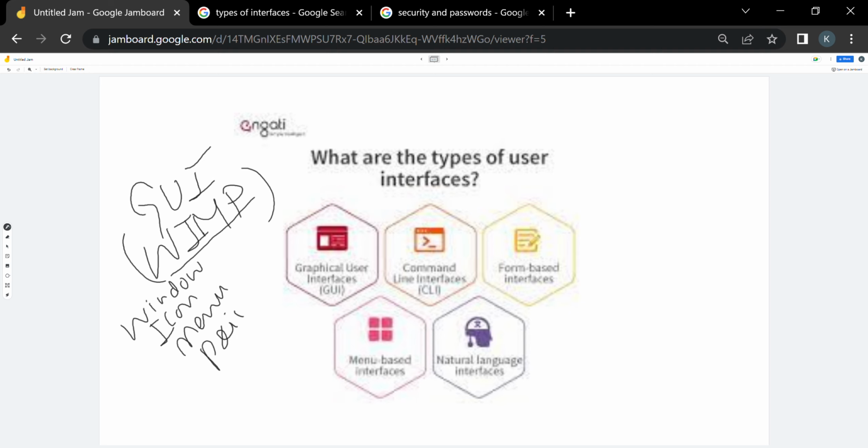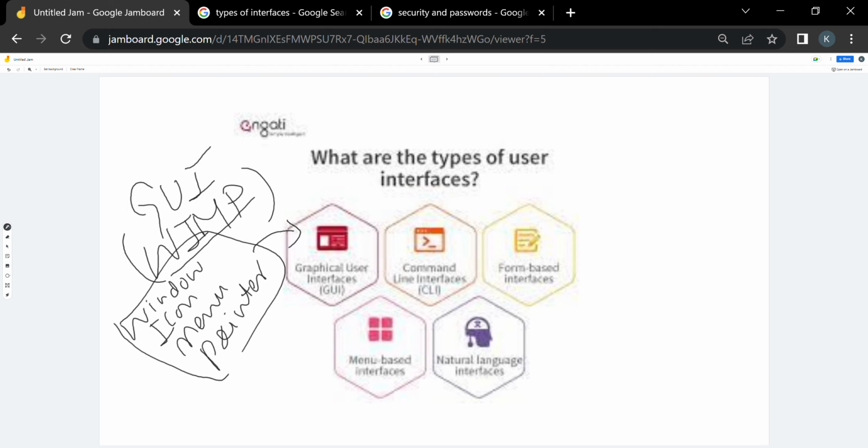So such types of displays include all these things, like there must be some windows, some icons, menus, and a pointer. Such types of interfaces are known as graphical user interface. The interface we are using right now is also a kind of graphical user interface.